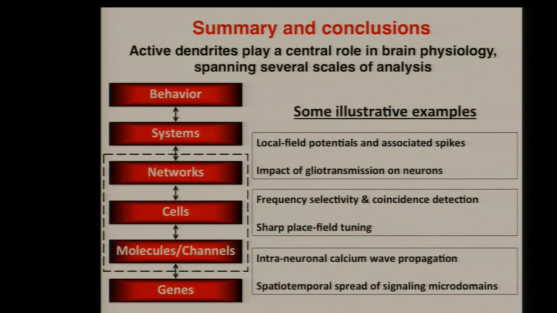And I showed you some illustrative examples of work from the lab that showed a central role for active dendrites in brain physiology, and it spans several different scales of analysis. And people are also trying to look at the implications of active dendrites and how they could change behavior and systems level computations as well. We don't do that in our lab. We confine ourselves to this part of it. So those are the examples that I gave you basically.